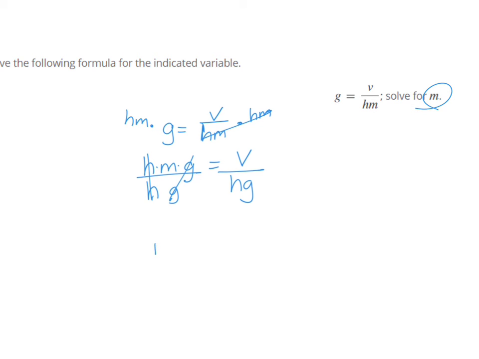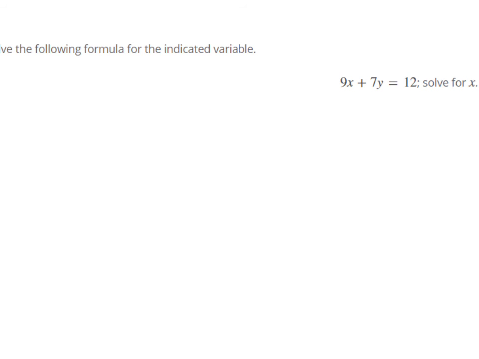So now the M is by itself, and it would equal V over HG. All right, are you getting the hang of it? I'm almost done. All right, this one has an X and a Y in it, and we want to solve the equation for X.